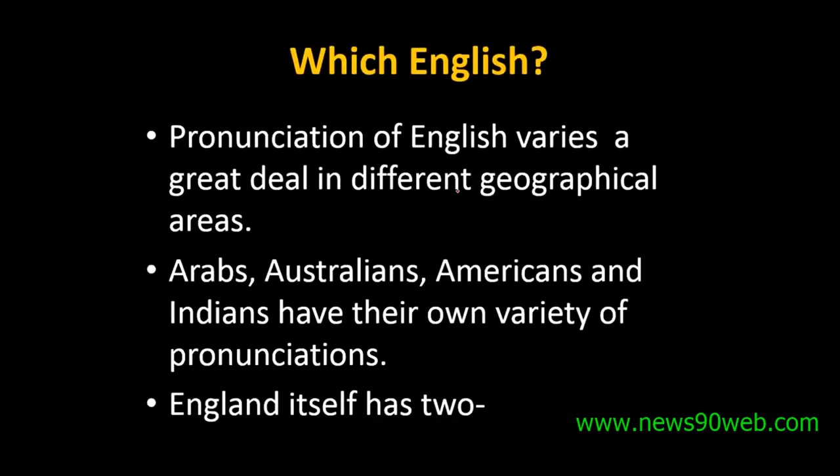Which English? The pronunciation of English varies a great deal in different geographical areas. You know, our pronunciation is different from the American pronunciations, and their pronunciation is different from English pronunciation, that is England and Arabs and Australia. They have their own pronunciation. That means there is a difference of their accent and articulation. That too, only England itself has two pronunciations, such as northern pronunciation and the southern dialect.